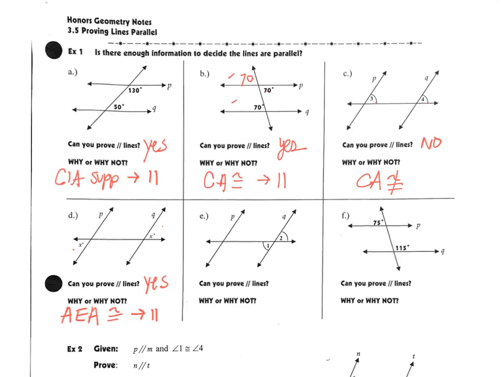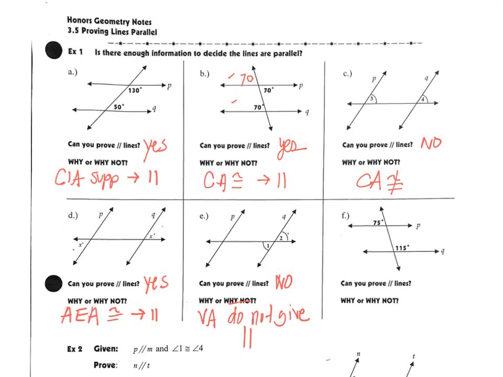If we look at the next one here, we're given angle 1 and angle 2. Now, angle 1 and angle 2 are vertical angles, but vertical angles do not imply that what we have are parallel lines. So our reason for why not is that vertical angles do not give parallel lines. They do not tell us that those lines are parallel.